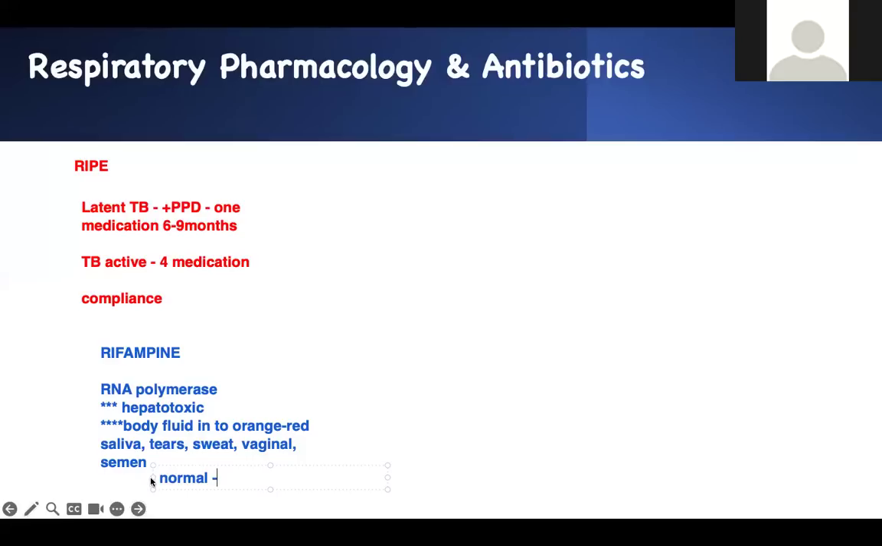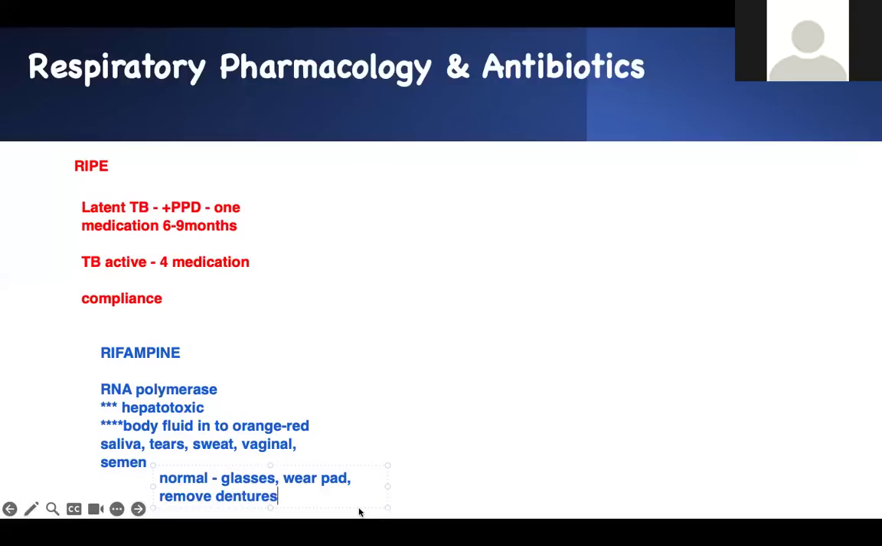If a male or female wears contact lenses, you tell them to wear what? Just regular glasses, right? Remove your contacts. Your pad and underpants are going to be stained, so wear some pad to prevent that. If you have dentures, remove the dentures until you finish the medication. Otherwise, they're going to get stained.